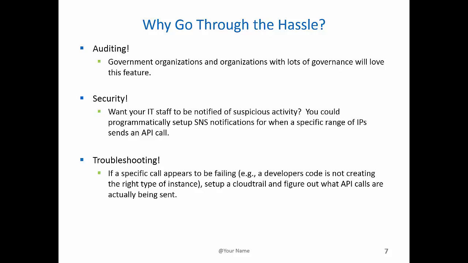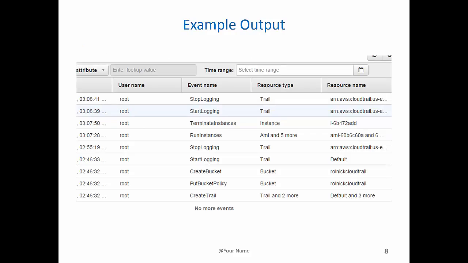And the last big thing here is troubleshooting. That's right, if a specific call appears to be failing, for example, a developer is not creating the right type of instance, you can set up a CloudTrail and figure out what API calls are actually being sent. This is really cool because I had this when I was going through the course, where sometimes I was like, what the heck? I know I'm sending some sort of API call, but I wasn't getting the result I thought I should be. Well, if you set up a CloudTrail, boom, you know what your call is and you can see what it is. It's really nice.